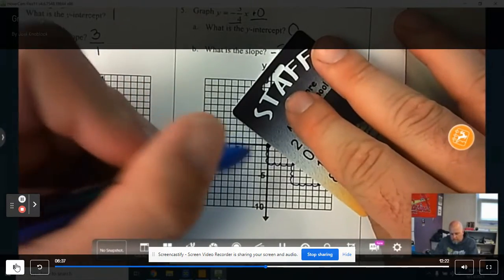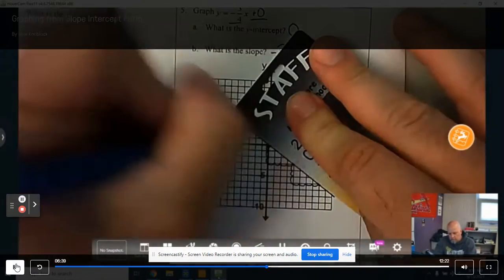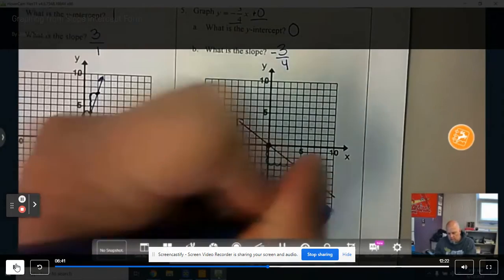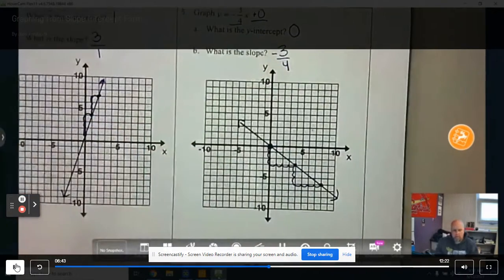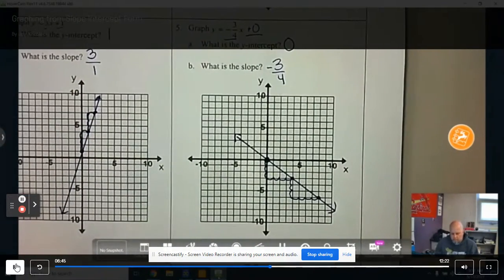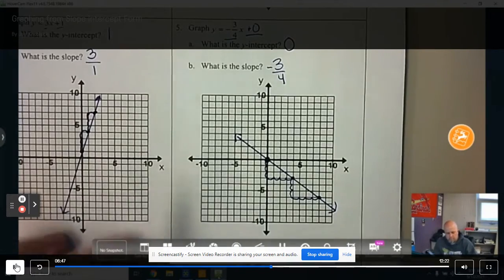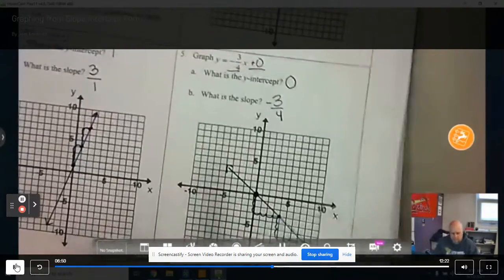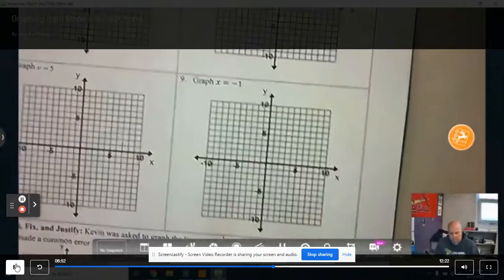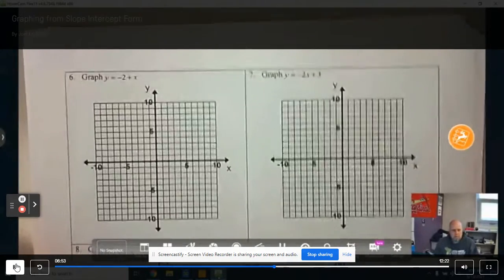All right, now we need to go ahead and just connect those. Make a nice big long line. Arrows on the ends. And there's the equation y equals negative 3/4 x. All right, let's turn the page and look at number 6.